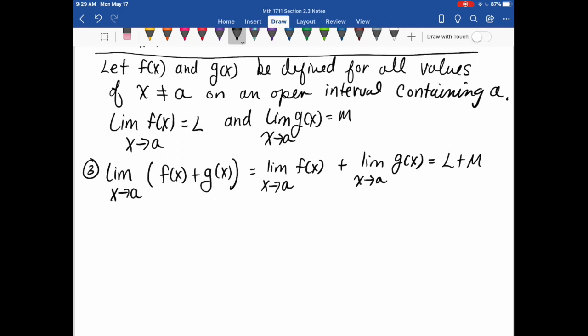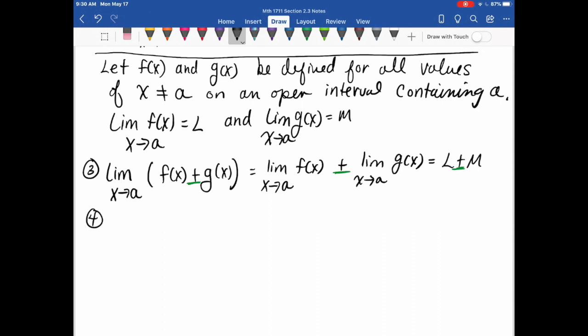Now the same holds for subtraction. So what I'm going to do is add a minus under here and say that this holds for subtraction too. So if the limit for f and g both exist, and I have the limit as x approaches A of some combined function, f of x minus g of x, I can split it up separately and say the limit is L minus M. We'll call this rule number 4.